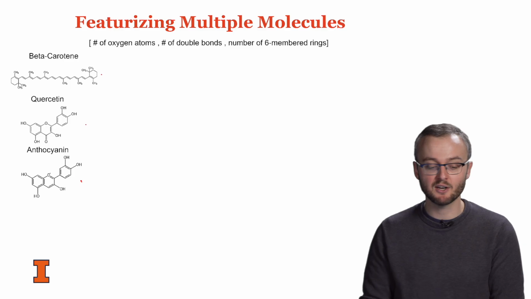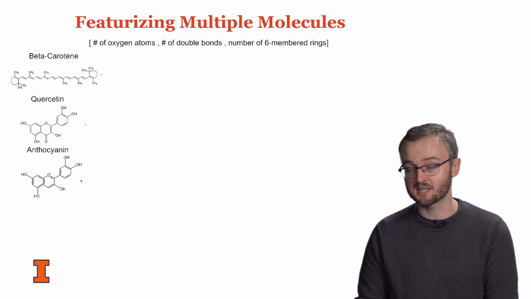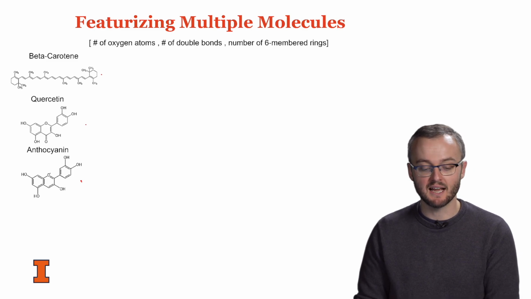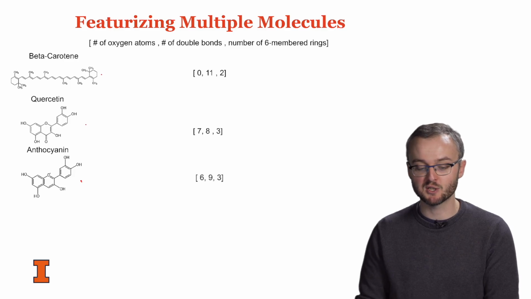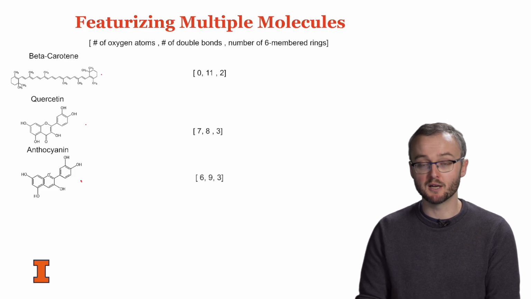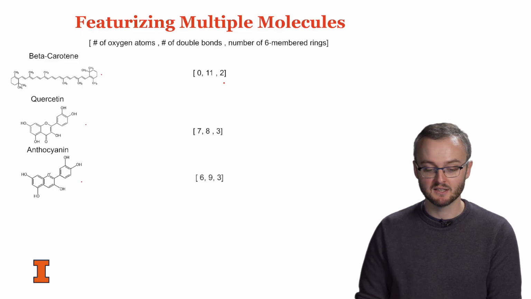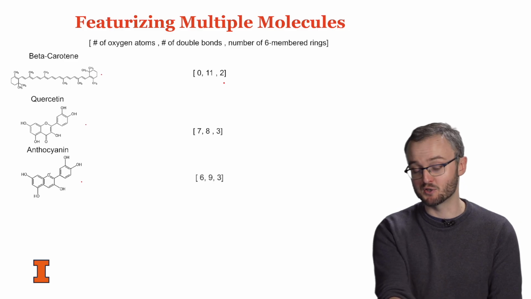So I have beta-carotene, quercetin, and an anthocyanin molecule. These are all basically antioxidants that you'll find in fruits and vegetables. And now I want to turn these each into numerical vectors. So using the description above, or the prescription above, I can have beta-carotene described by 0, 11, 2. There's a lot of double bonds and there's no oxygens.